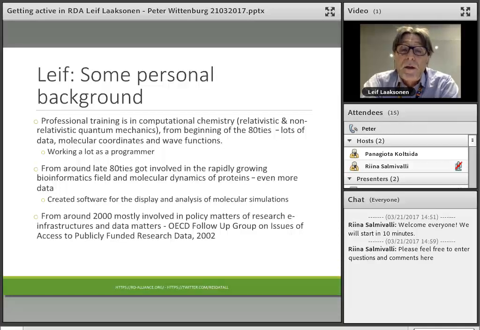Later, in the 2000s, I got more involved in policy matters of research data and research infrastructures, and research e-infrastructures in particular. So that's a bit of background on how I came into this.